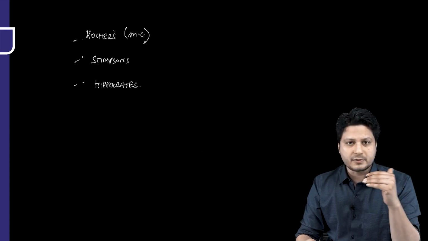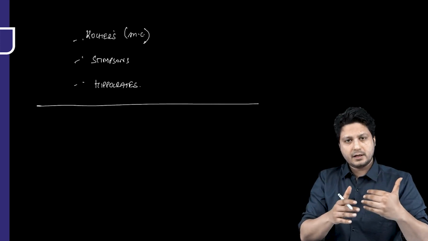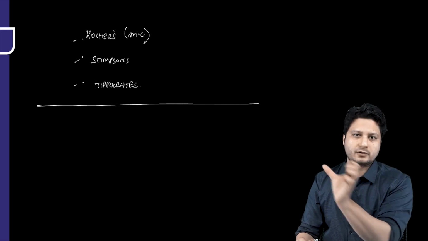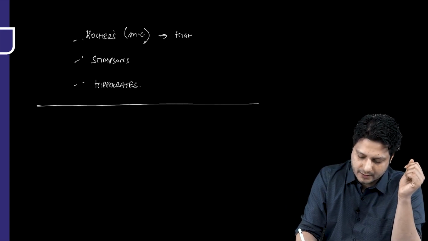That means Kocher's, Stimson's and Hippocrates method. But out of these three methods, which one has the highest incidence of neurovascular injury? Kocher's method has the highest incidence.